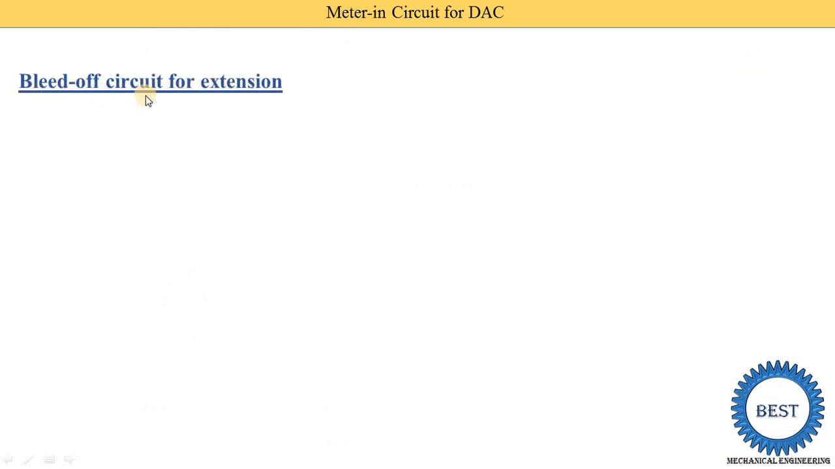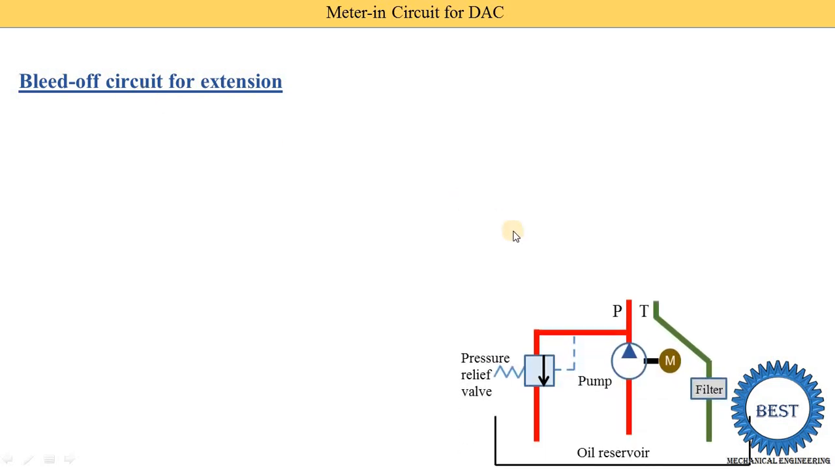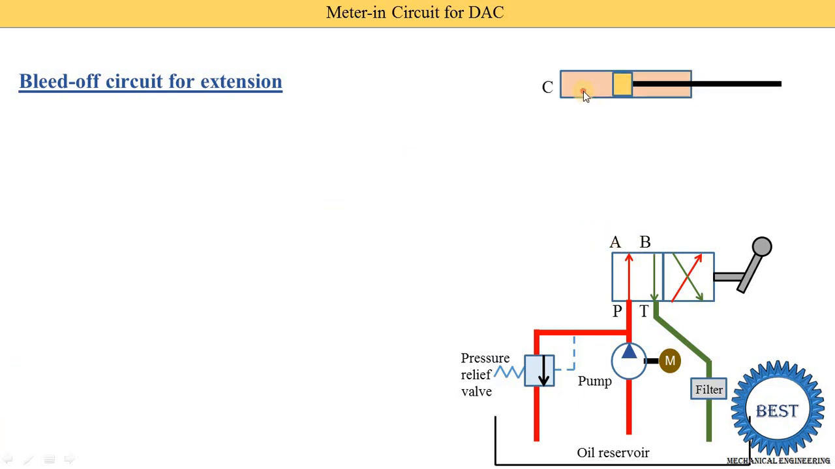Now first we understand the bleed-off circuit for extension. Here you see the basic components of the hydraulic system. This is the P port and T port of the directional control valve. Here are the A port and B port, which are the cylinder ports. This is the double acting cylinder. This is the cap end port C, and here is the rod end port R.